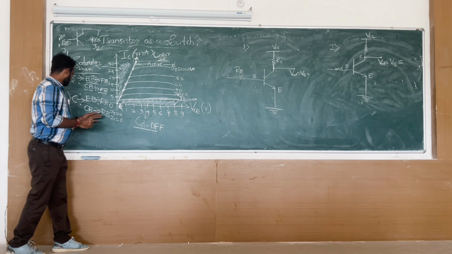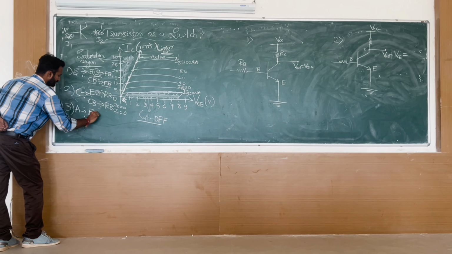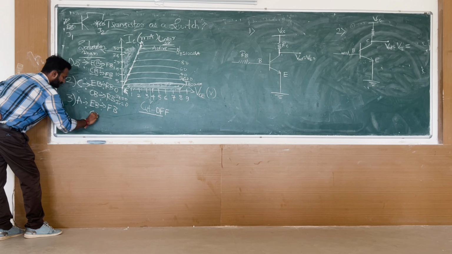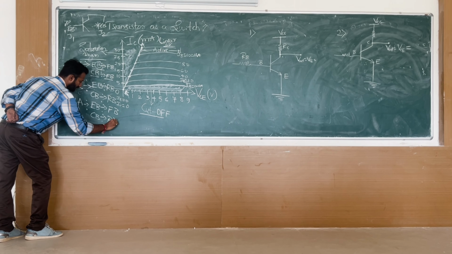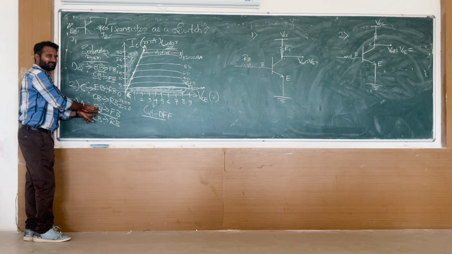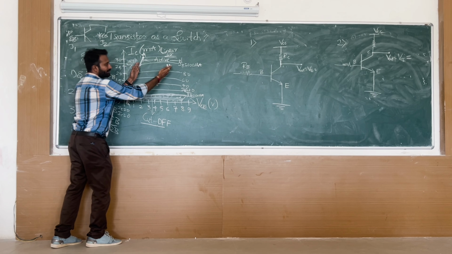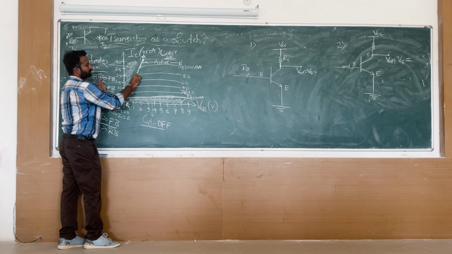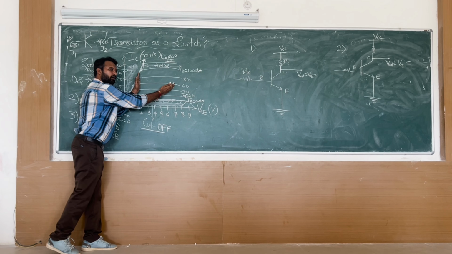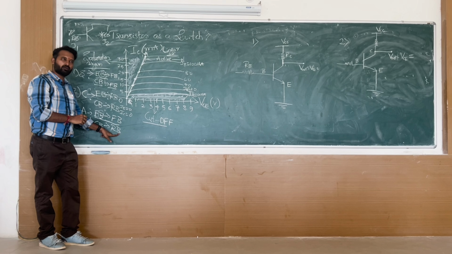Now let me give you the first definition. In the active region, EB is under forward bias and CB is under reverse bias. EB forward bias means I should have a base current in the emitter-base area. I don't have any collector current. Only focus here. Understandable? EB is forward bias, CB is reverse bias.